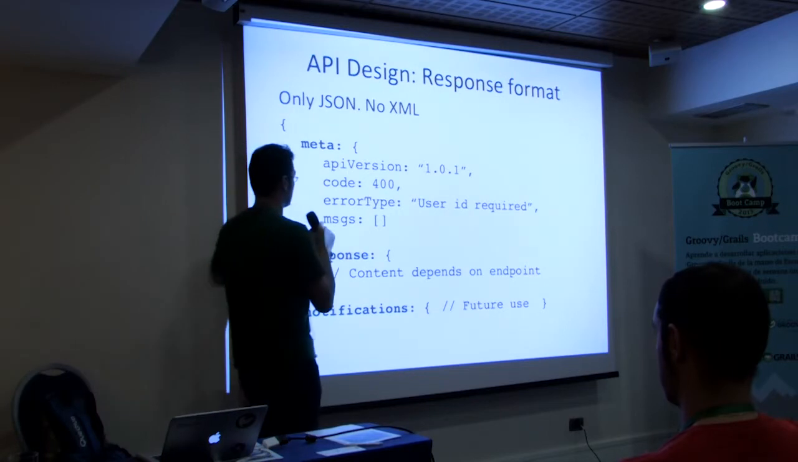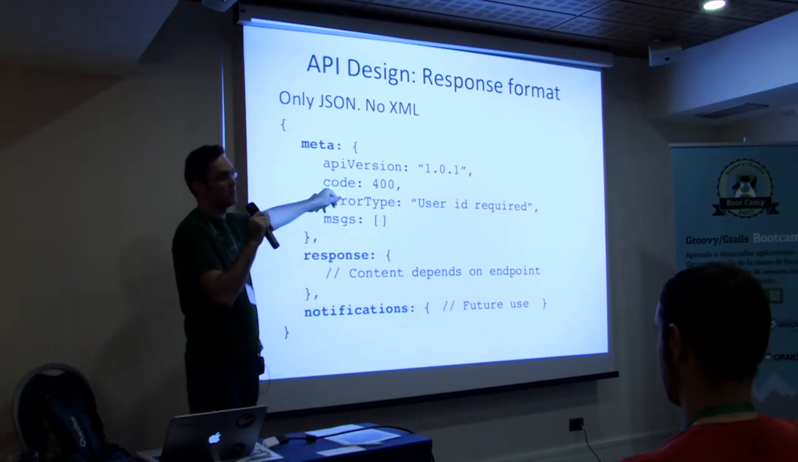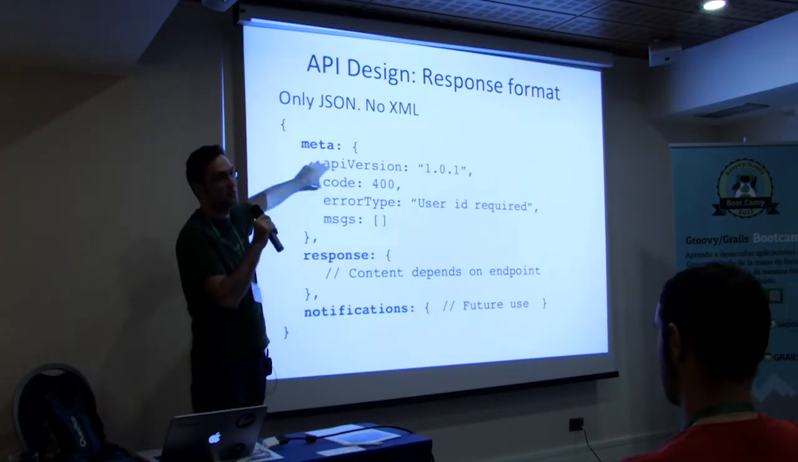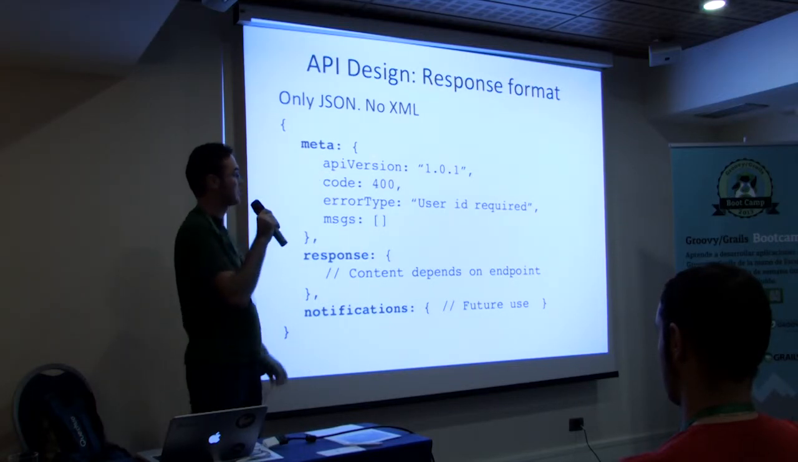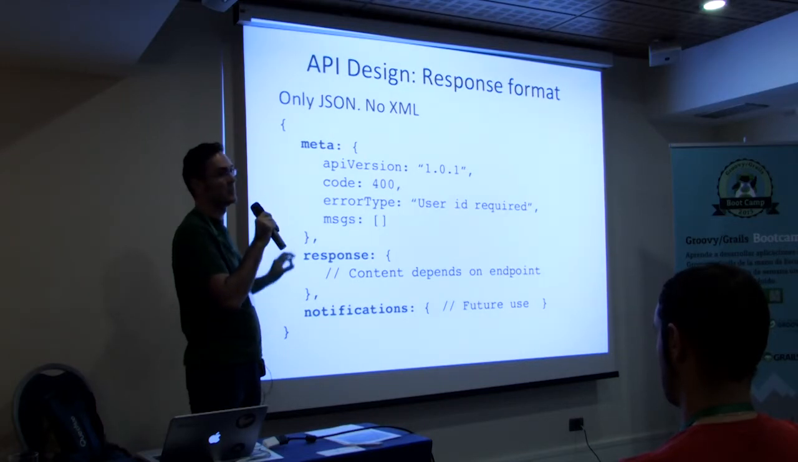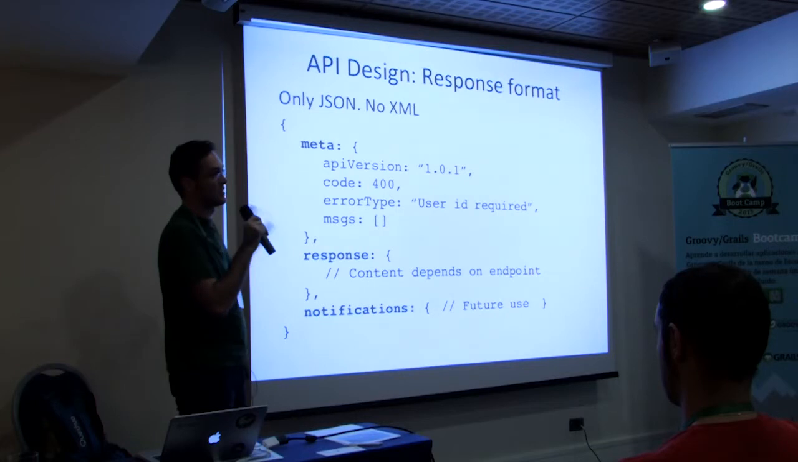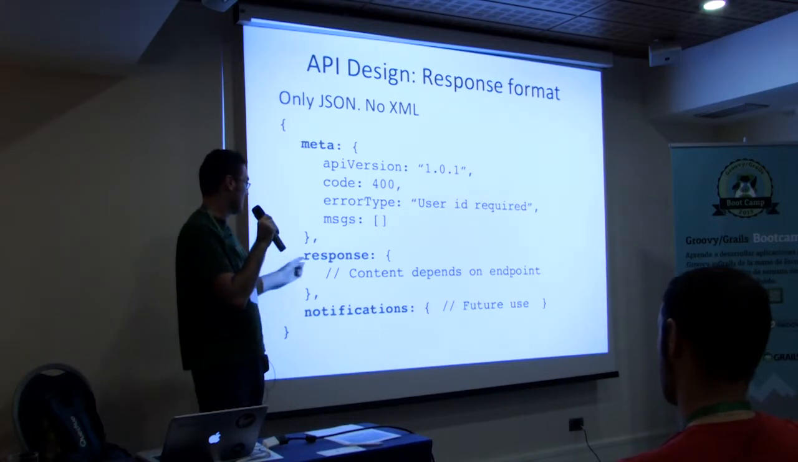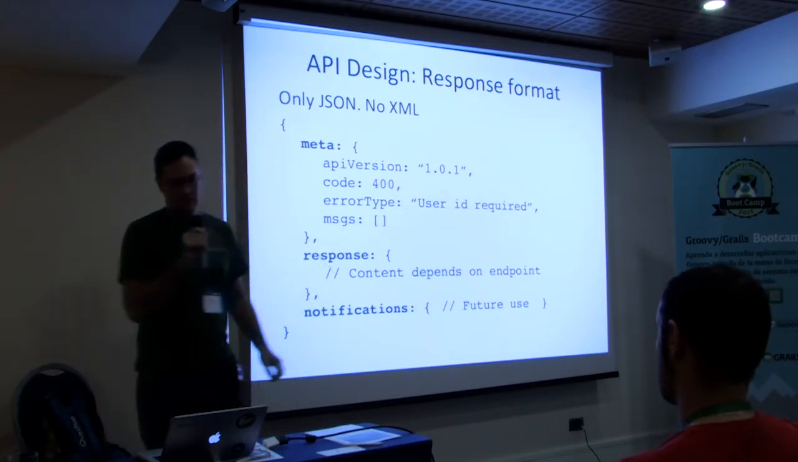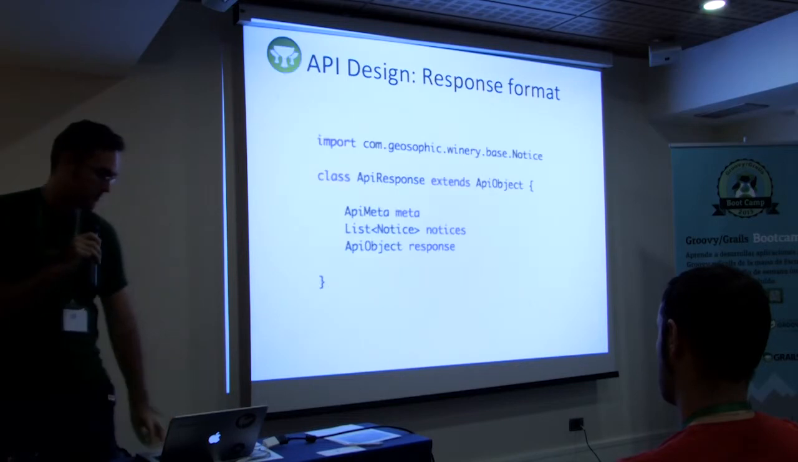Another controversial decision is to put the HTTP status code of the request within the JSON response. Actually, we do return HTTP status codes as usual. Some people say, okay, you just return a 200 code and then the client handles it, but we decided to do it both ways. And the response depends on every specific endpoint.